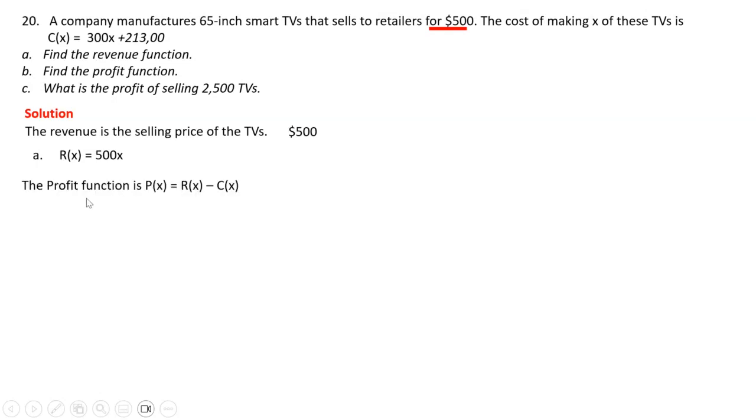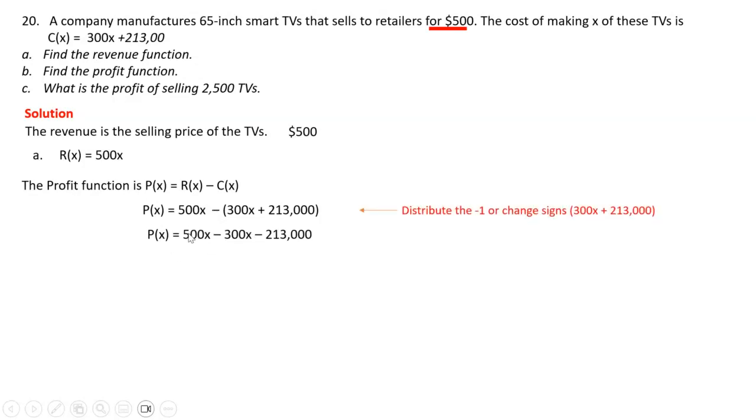Now for part B, the profit function is equal to the revenue function minus the cost function. So let's plug in the 500x for the revenue function, and let's plug in 300x plus 213,000 for the cost function. So here I'm going to distribute the negative. This becomes P of x equals 500x minus 300x minus 213,000. So we can combine the 500x minus 300x. It will give us 200x. So this is my profit function: P of x equals 200x minus 213,000. That's the answer.